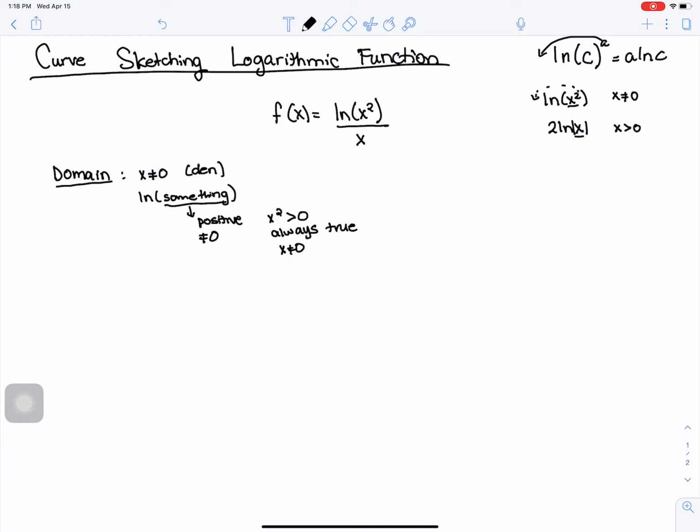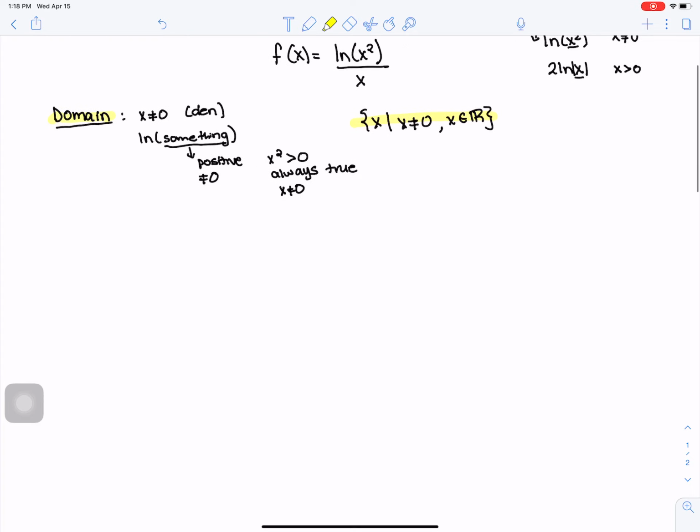So I square a positive number, I always get a positive. So my domain in this case is the set of all x such that x cannot equal 0. And other than that, x can be any real number. Okay, so there's my domain. Again, you want to be really, really careful with the domain, because if you get the domain wrong, your number line and other things will also be wrong and things will look really messy.